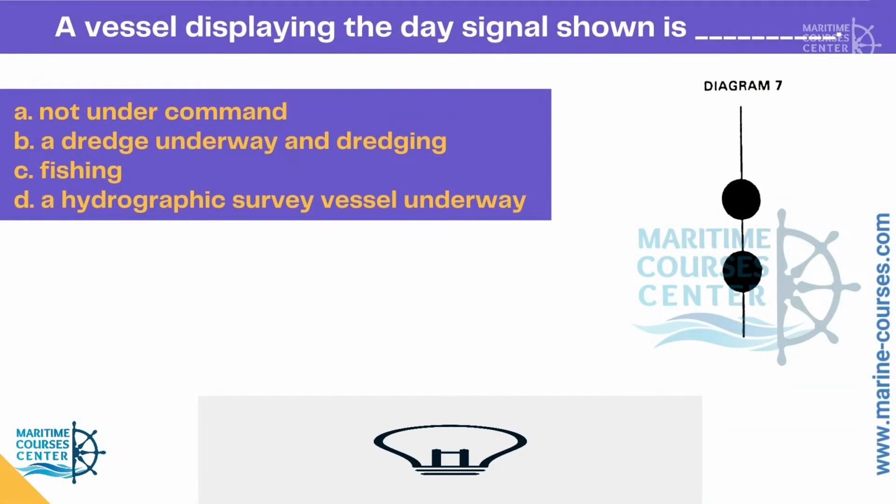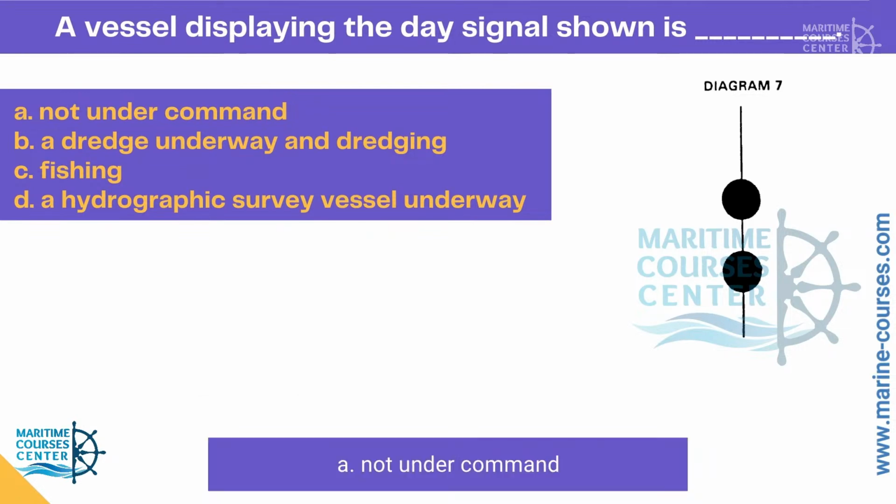A vessel displaying the day signal showing is. We have here a display signal and we want to choose the right answer. A. Not under command. B. A dredge underway and dredging. C. Fishing. D. A hydrographic survey vessel underway. Could you please think about it?